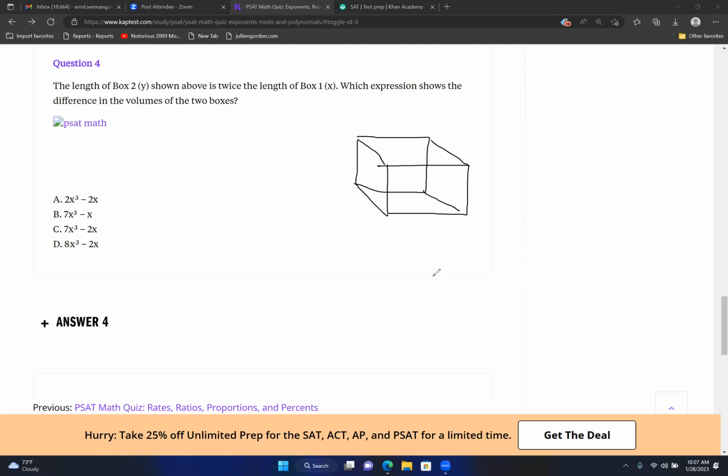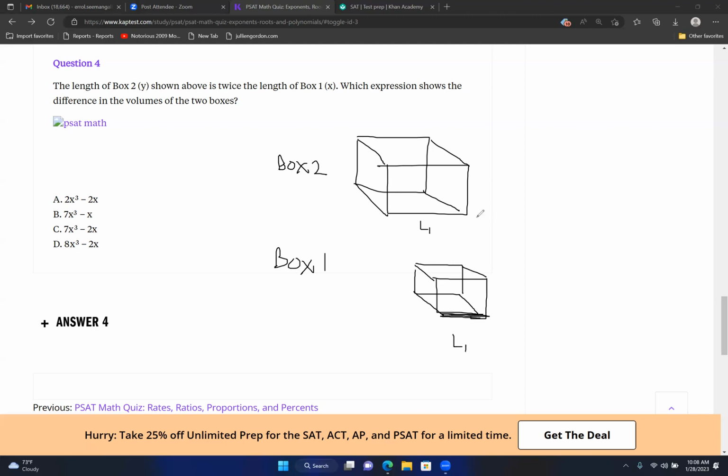Okay. All right, so there's your box 1. This part right here is the length of the box, right? So there's your length L1. The length of box 2 shown above is twice the length of box 1. This is box 2 and box 1. So box 1 is about half the length. So this is your L1, right? This distance right here is your L1 on box 1.